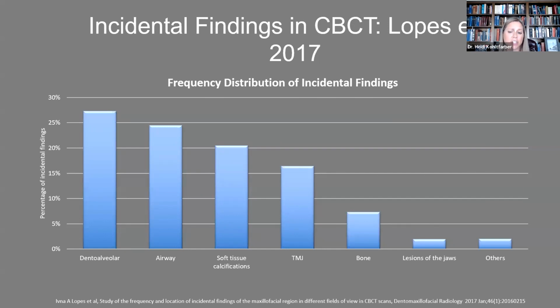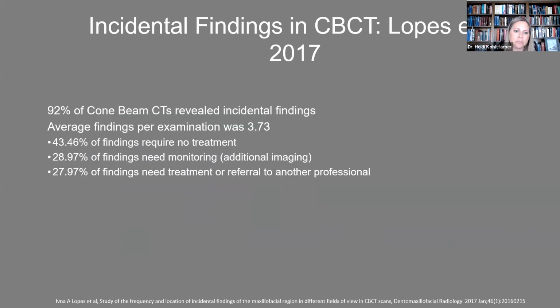So lesions of the jaw were about 2%. And then they had an other, which was about 2%. So that might make up some of our congenital anomalies and that sort of thing. What I have found is the older the population, obviously the more soft tissue calcifications you're going to have. So if you have imaged Mrs. Jones and she's 82 years old, you're going to see a lot of soft tissue calcifications. So that will be a huge amount of your incidental findings for those cases.